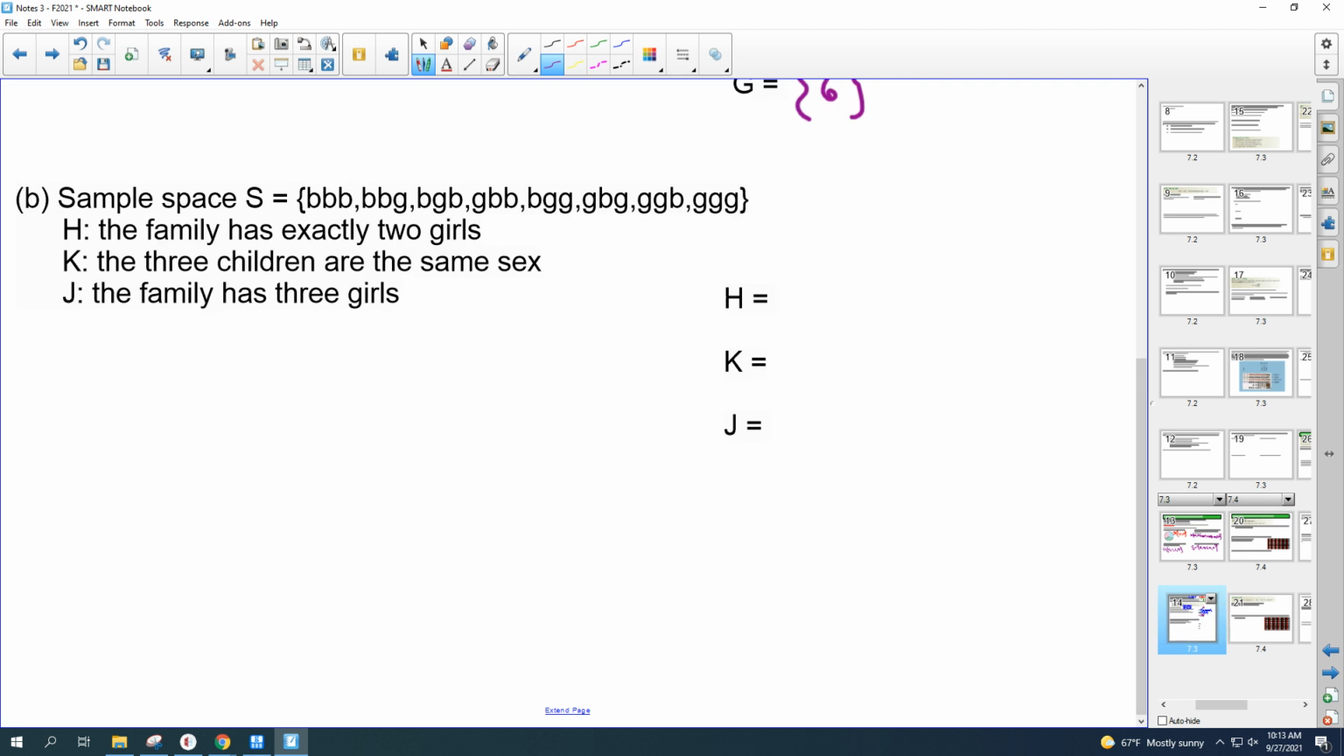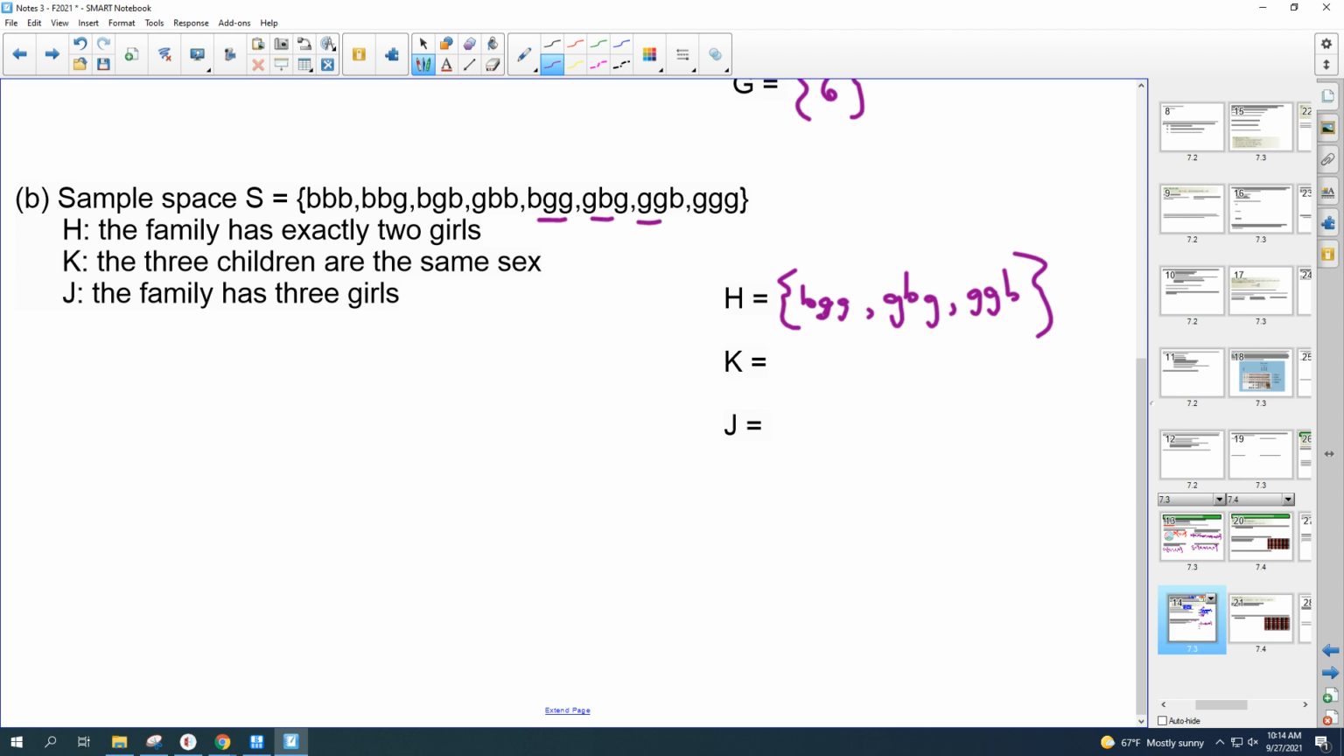Part B, they give you the sample space. H is the event: the family has exactly 2 girls. Okay, so B must be boy and G must be girl. So exactly 2 girls. We're looking at what, this one and this one and this one. So H is that event containing those 3: BGG, GBG, and GGB.